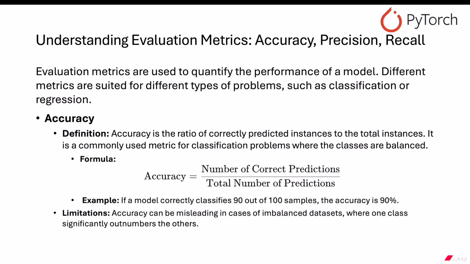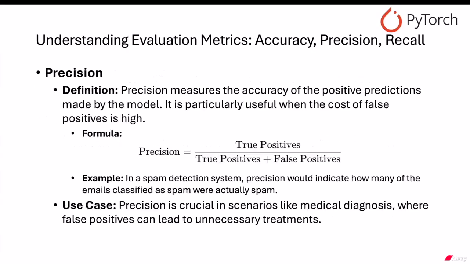Here is the formula. Accuracy equals the number of correct predictions divided by the total number of predictions. Example: if a model correctly classifies 90 out of 100 samples, the accuracy is 90%. Limitation. Accuracy can be misleading in cases of imbalanced datasets where one class significantly outnumbers the other.